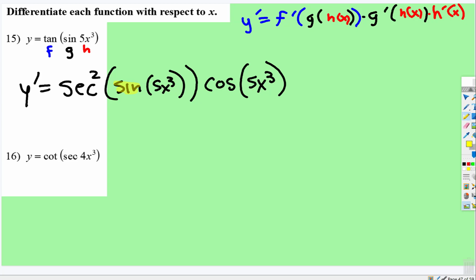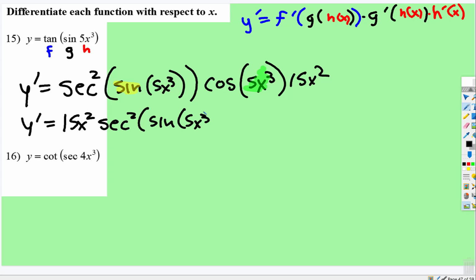And then finally, you take the derivative of the most inside function, the h, which is 15x squared, and then you simplify. So 15x squared. Sometimes people will move this forward. I'm just going to leave it in the order that it is currently in. Which is just a lot of writing, but I would allow you to leave it just like this. Okay, that is it for the chain rule of trig functions.